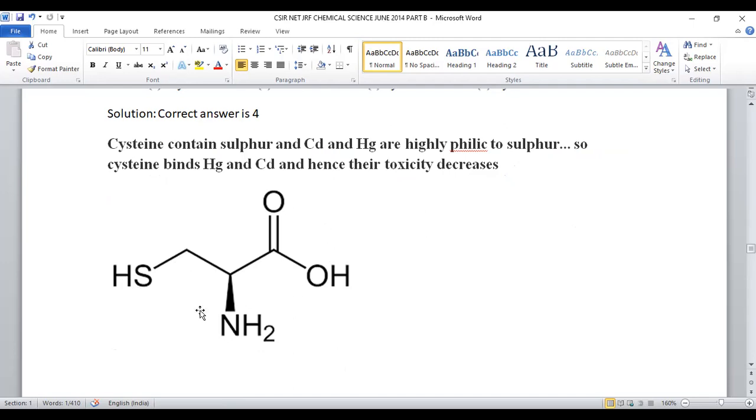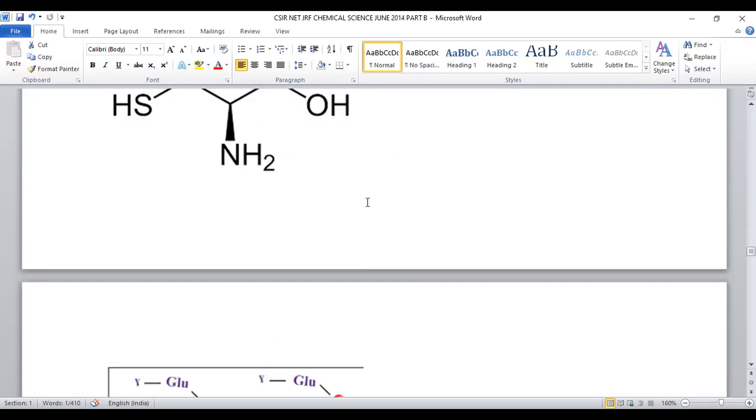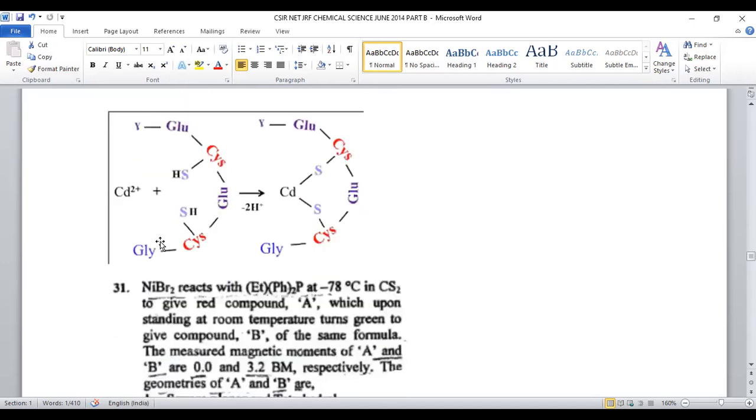This is the structure of cysteine. Cysteine has sulfur. This sulfur binds strongly with cadmium and mercury, because cysteine sulfur is strongly thiophilic, with a strong interaction with cadmium and mercury, so it will form a strong bond. Their binding efficacy and toxicity will be reduced, because it binds strongly and masks the activity of cadmium and mercury. Let us see the structure.